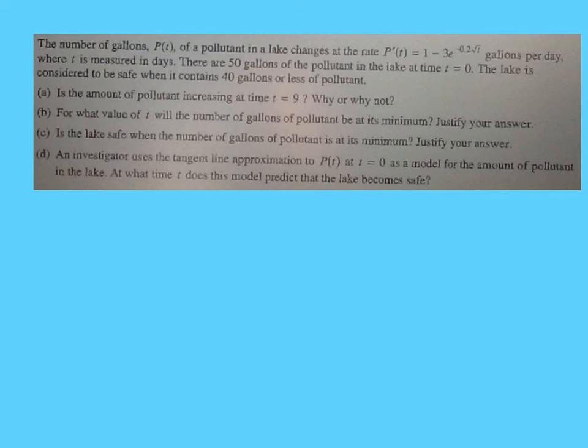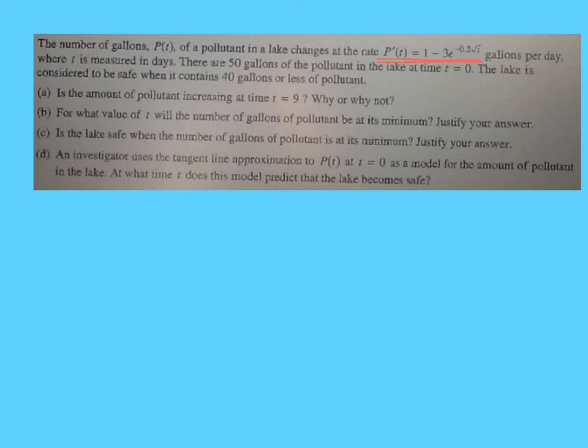All right, same question, part B. For what value of t will the number of gallons of pollutant be at its minimum? And we're going to justify our answers. Well, minimums occur when the derivative is equal to 0. So the rate is the derivative. Let's set that equal to 0.